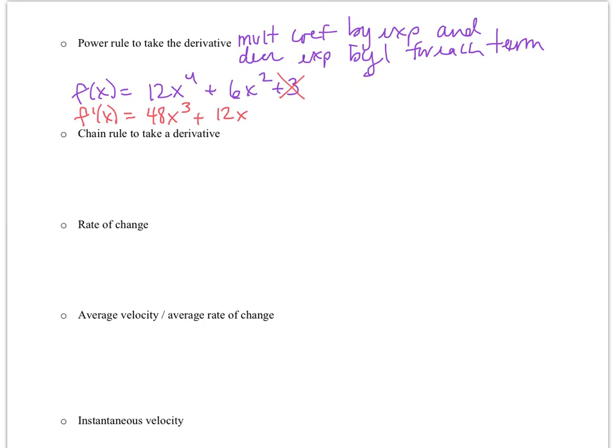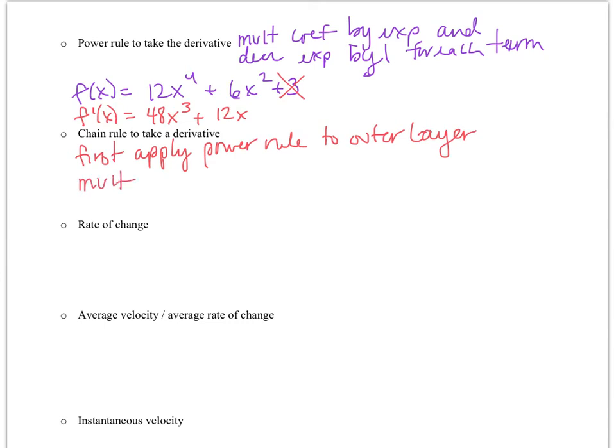Now, chain rule basically allows us to do a variation on power rule when the term that has the exponent is more complicated than x. So what we're going to do is we are first going to apply the power rule to the outer layer. Then after we've done that, we are going to multiply this answer by the derivative of the inner layer.